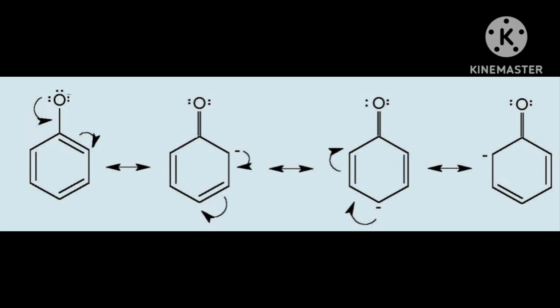Now what will happen, where two electrons go to the adjacent carbon? Then after that, where the double bond was there, because it is single bond, double bond, again single, again double, again single. This is what I told you about the single and double bonds in the benzene ring.